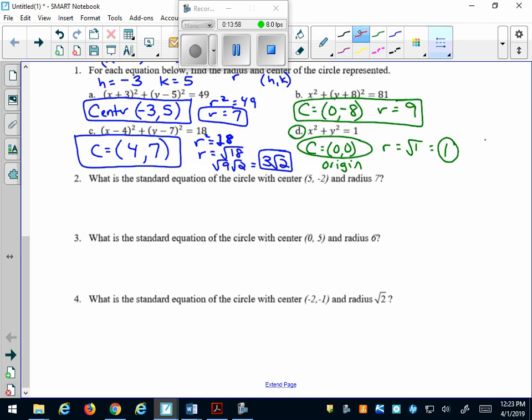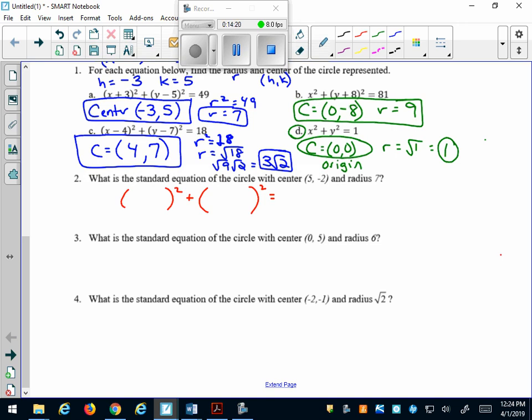All right, so now we're going to reverse the process here. They're going to give us the center and the radius, and we have to write the equation of the circle. Am I going to give you the formula on the test? Probably not.